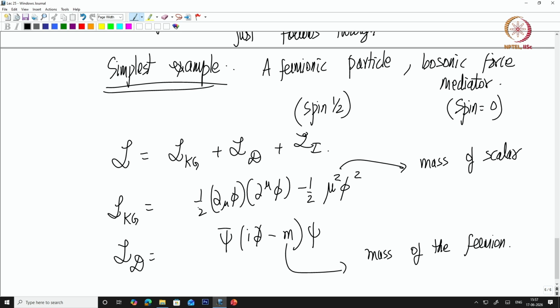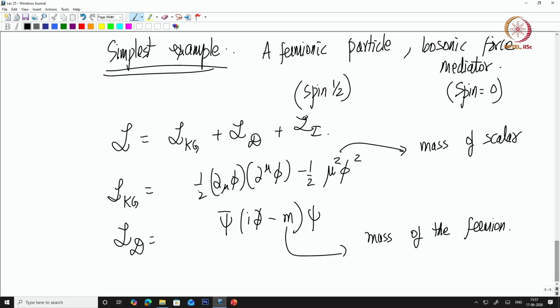Now let's think of writing an interaction term, L interaction. I think we wrote it in one of the examples in the previous lectures, but let's write it down. What are the possible interaction terms you can write down? The Lagrangian should be 4-dimensional, it should be a Lorentz scalar, and it should be real.